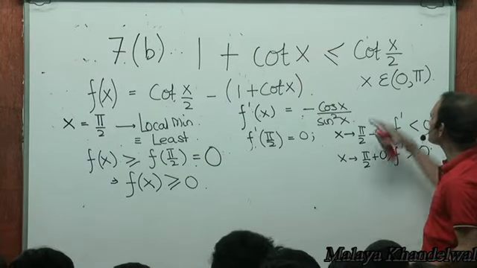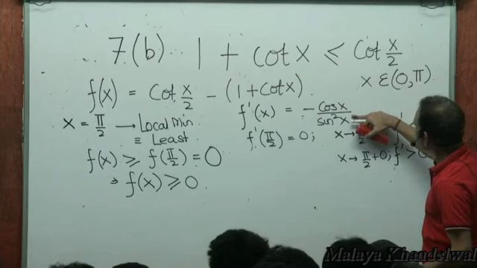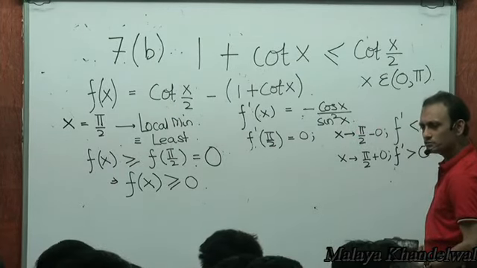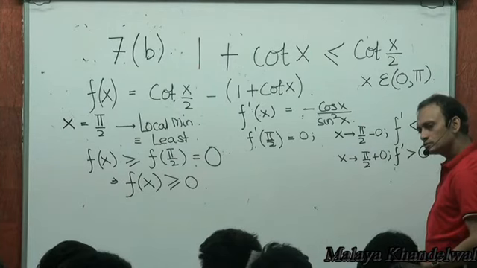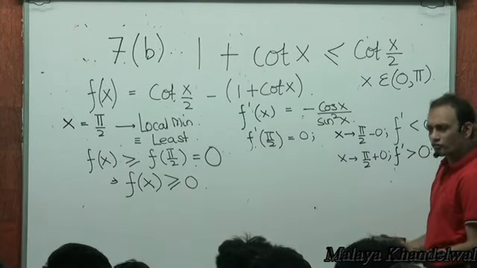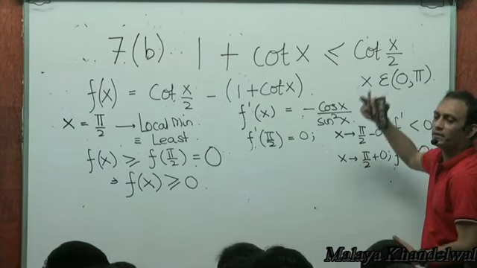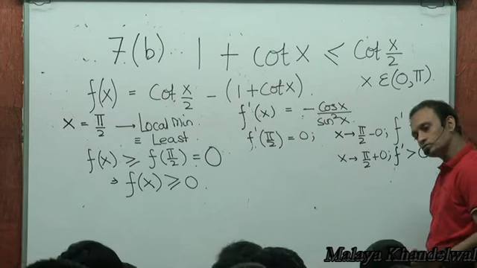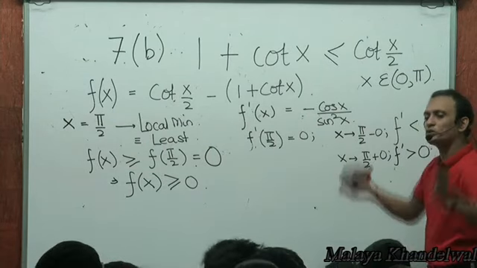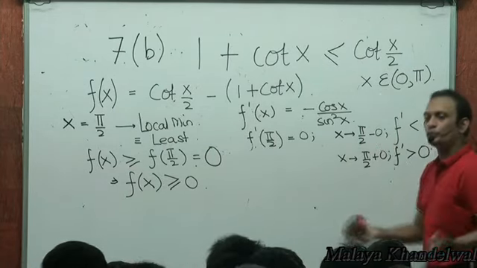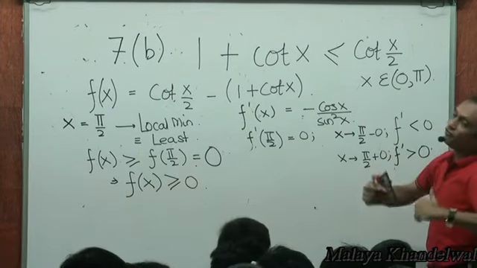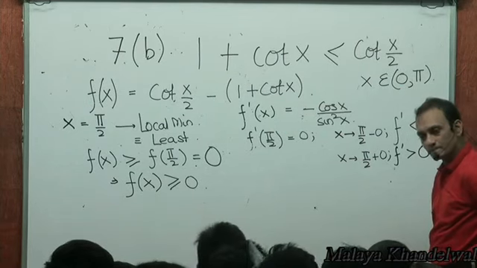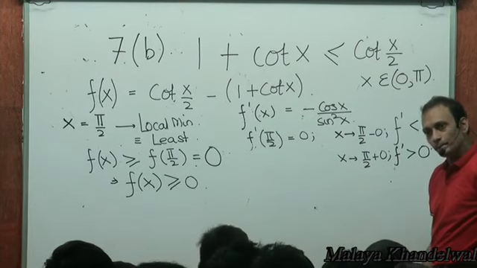Where is f dashed x less than 0? It's less than 0 in the interval 0 to pi by 2, but from pi by 2 to pi, it's greater than 0. To the left of pi by 2, it was decreasing. To the right of pi by 2, it was increasing. Yes or no? Therefore, at pi by 2, it bottomed out. And therefore, f(x) must have been greater than or equal to its bottom, f(pi by 2). Isn't it? Got me?